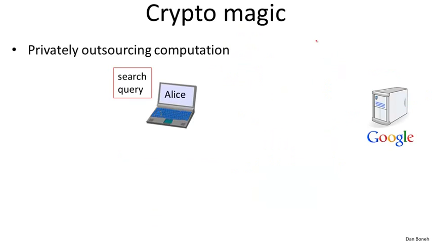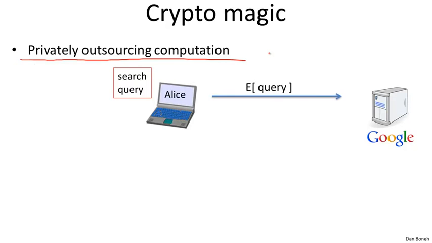Now, there are some applications of cryptography that I can't classify in any other way other than to say that they're purely magical. Let me give you two examples of that. The first is what's called privately outsourcing computation. I'll give you an example of a Google search just to illustrate the point. Imagine Alice has a search query that she wants to issue. It turns out that there are very special encryption schemes such that Alice can send an encryption of her query to Google, and then because of the property of the encryption scheme, Google can actually compute on the encrypted values without knowing what the plaintext is.